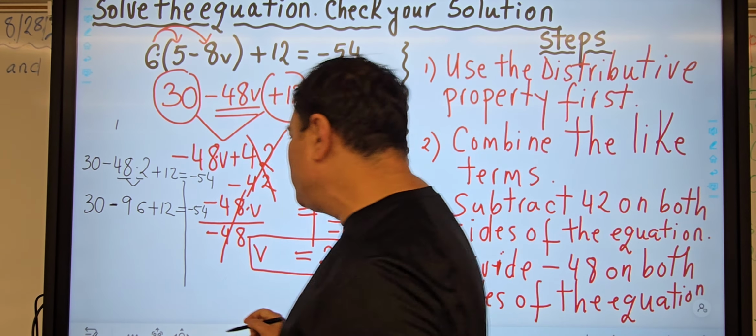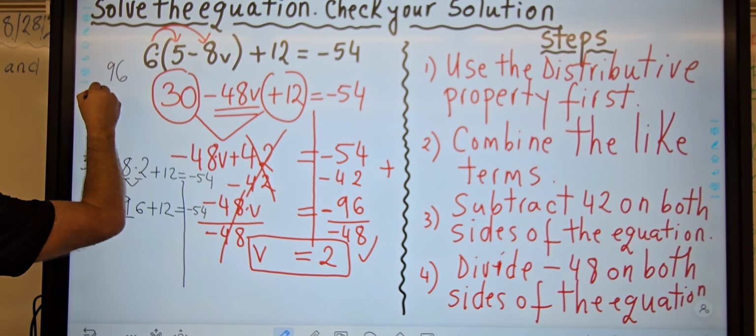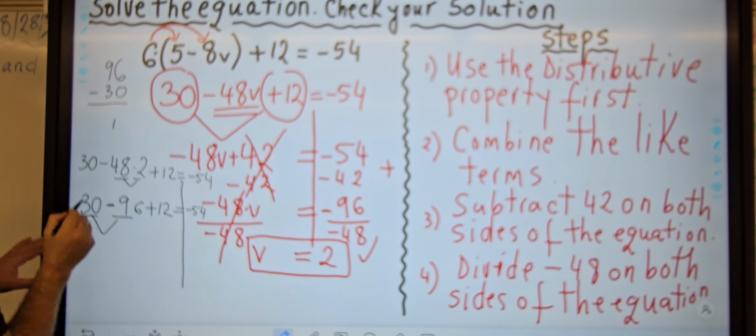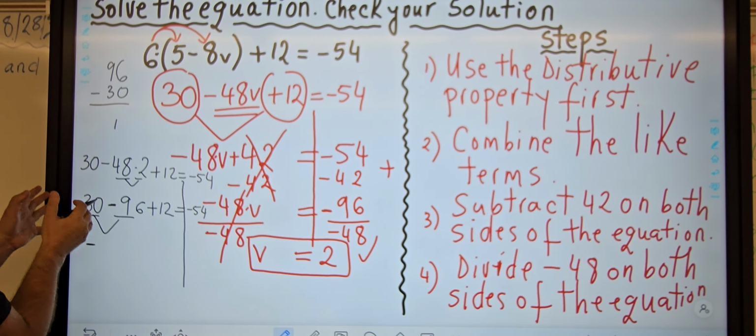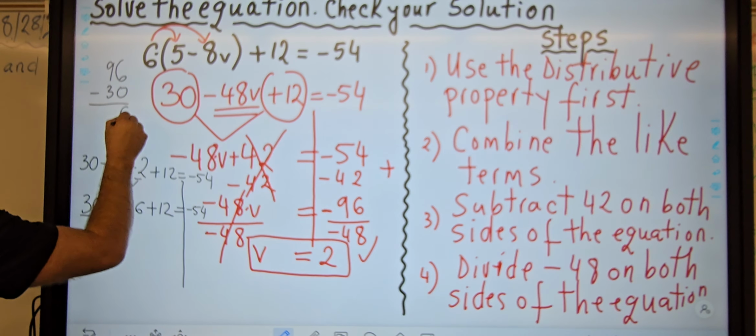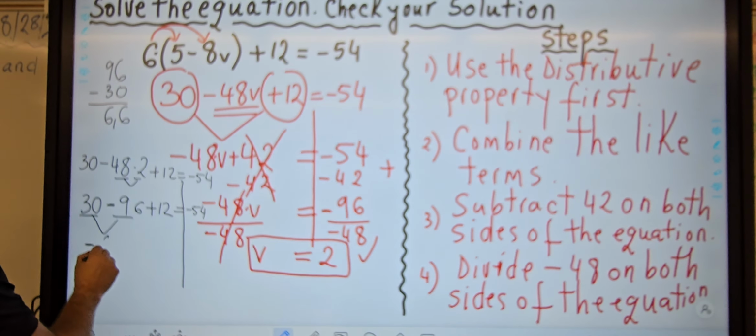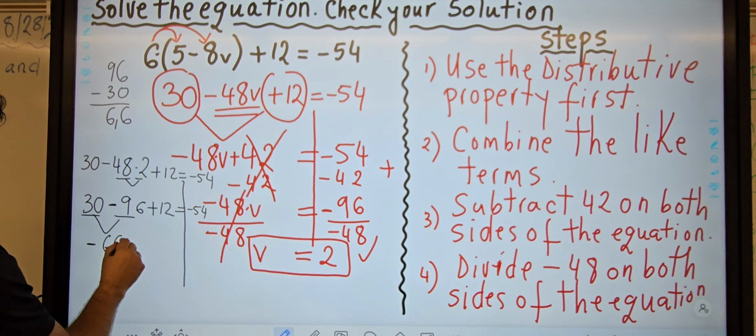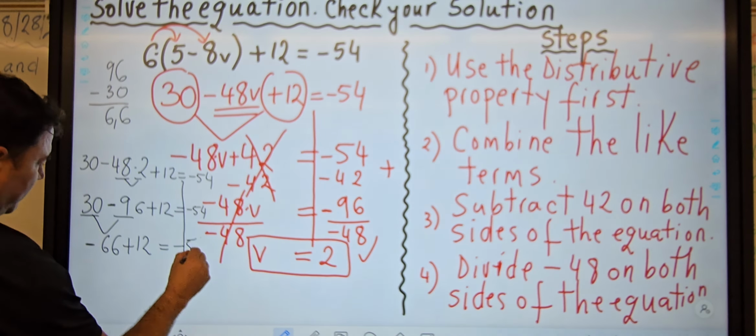We have 30 and negative 96. So if we combine those two together, 30 and negative 96, of course, negative is going to be in the answer. Okay, it's like 96 minus 30. That's what it means. 96 take away 30, but it's going to be a negative because negative 96 is more negative than positives, right? So we have here a 6. 9 minus 3 is 6. So that's going to be negative 66. Negative 66 plus 12 should equal negative 54.